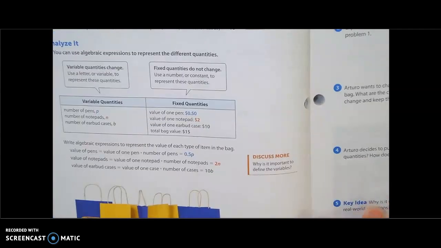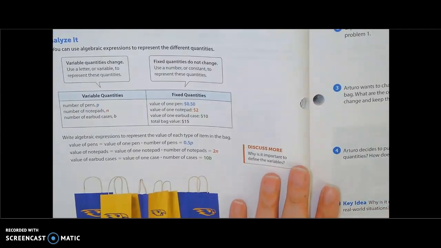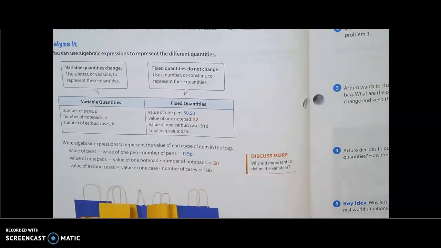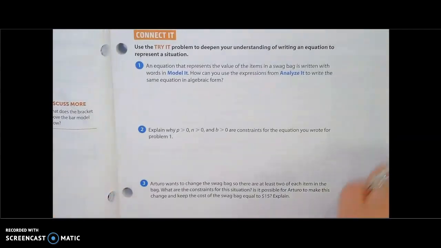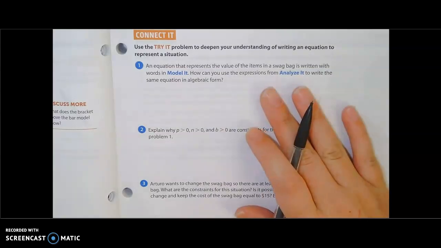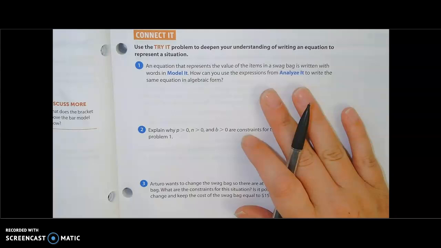So it's important that we define variables in the fact that if we don't define them, then someone else who comes around and looks at it will go, well, what is P, N, and B if they don't know all the information? So they used B in class today. The example we had up on the board, a student came up with E, but the student came up with the correct equation. So an equation that represents the value of items in the swag bag.